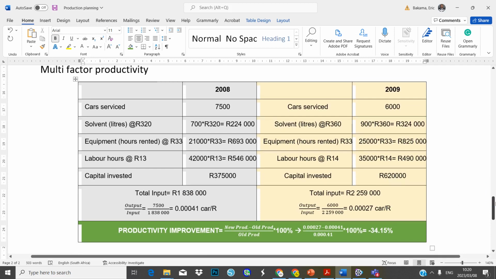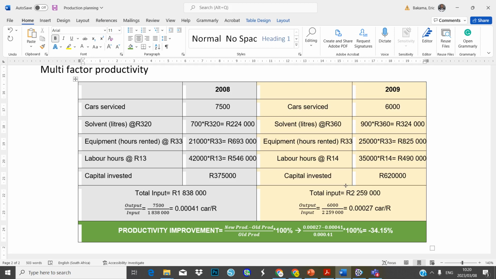I would just say that in terms of productivity, the company has actually decreased its total productivity, if we look at all the factors. Because before, in 2008, we were able to produce 0,00041 cars per rand, while here we are looking at 0,0027 cars per rand. So there's actually a major decrease, and in terms of percentage, the productivity decreased by 34,15%.